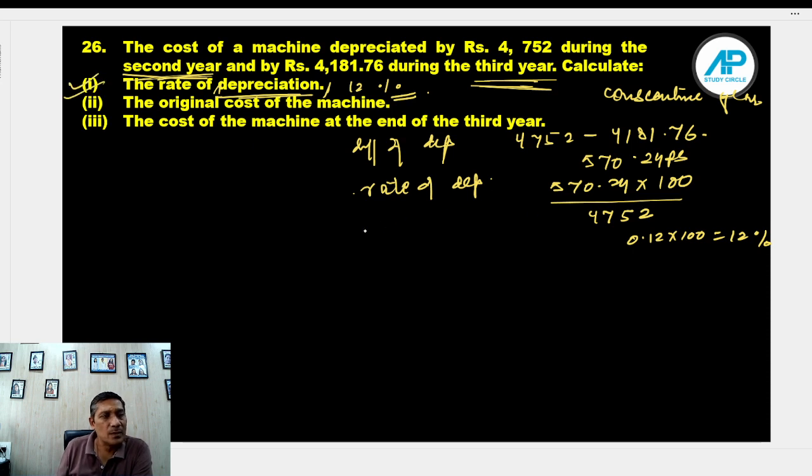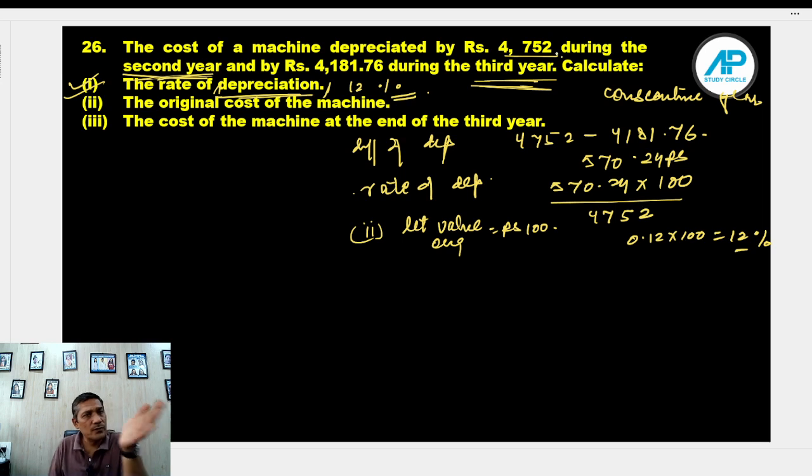The second case now, the original cost of the machine. Now here onward, I must take the concept of the unitary method. So I assume that the original value of the machine is, say, rupees 100. I have got the depreciation of the second year. So you have to reach till the level of depreciation of the second year.